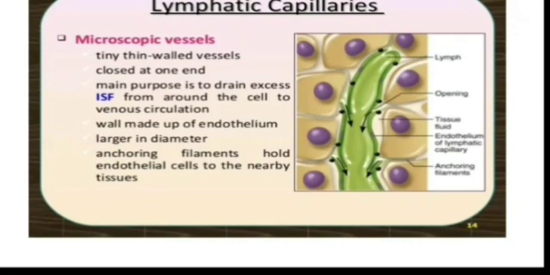Then the wall is made up of endothelium. I think you must have learned about the layers and types of cells. These lymphatic capillaries are made up of endothelium. They are larger in diameter. Then anchoring filaments hold the endothelial cells to the nearby tissue.